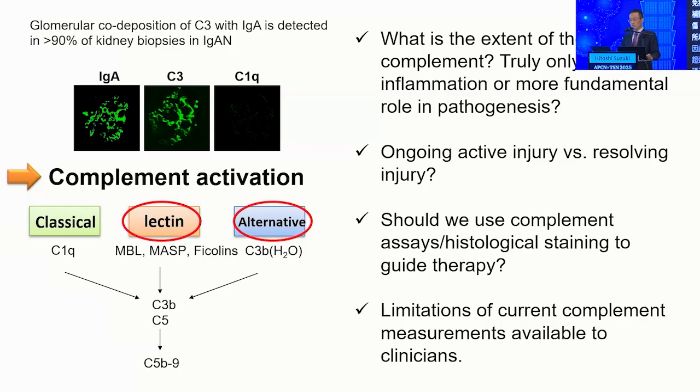So our question is, what is the extent of the role of complement? Truly only inflammation, or a more fundamental role in pathogenesis? Is complement activation ongoing active injury or resolving injury? And should we use complement assays or histological staining to guide the therapy? And there is a limitation of the current complement measurements available to clinicians.